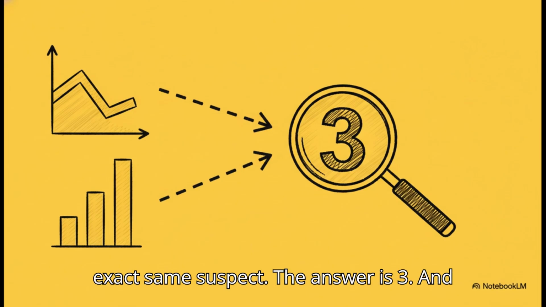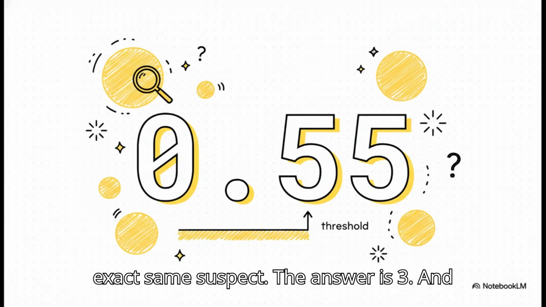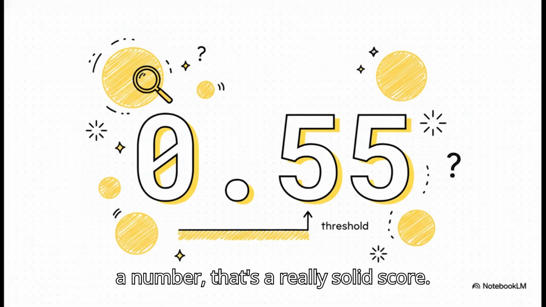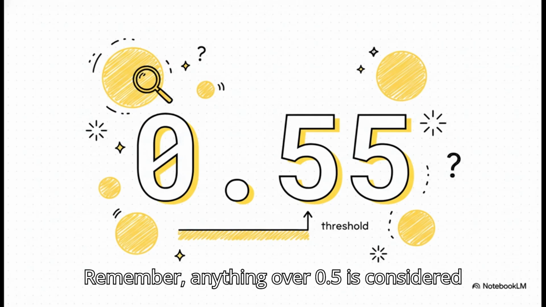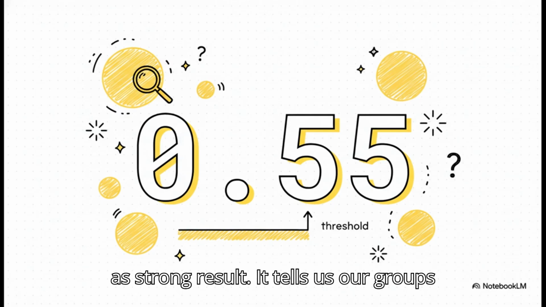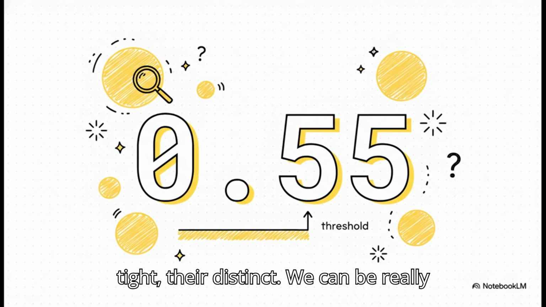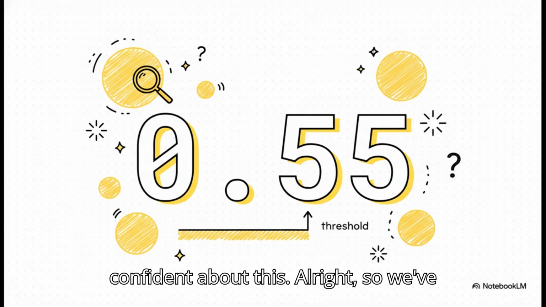The answer is 3. And that peak score of 0.55, that's not just a number. That's a really solid score. Remember, anything over 0.5 is considered a strong result. It tells us our groups aren't just random blobs, they're tight, they're distinct. We can be really confident about this.